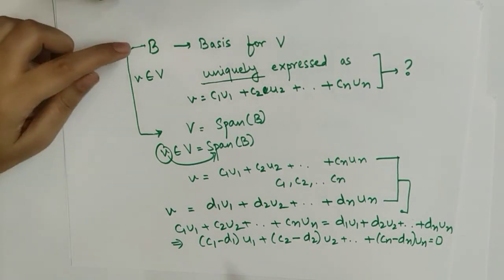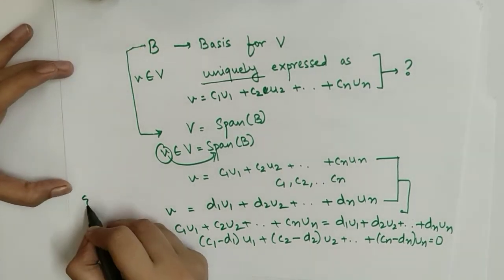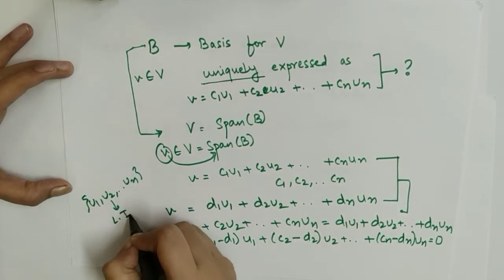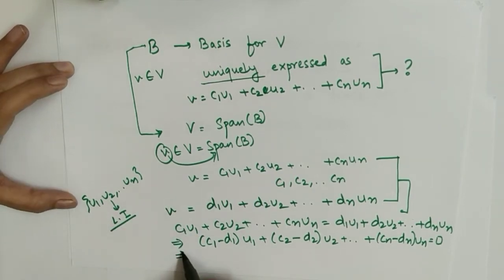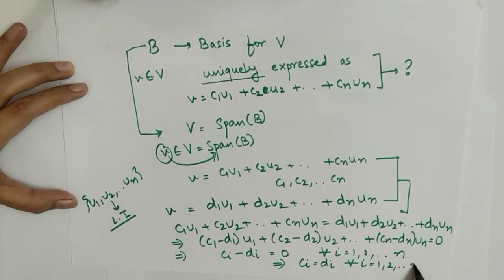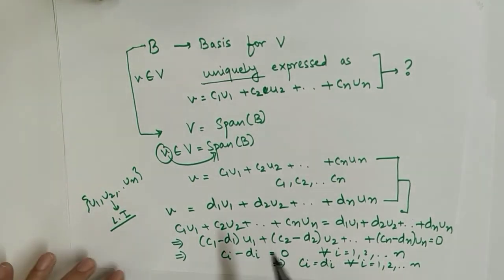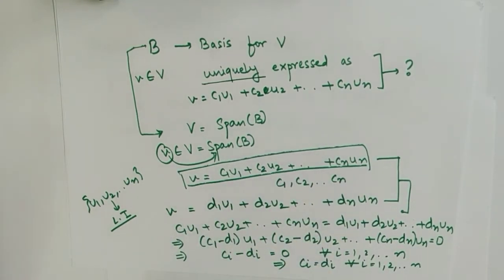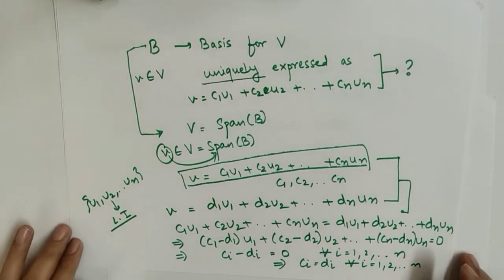But since B is a basis, so u1, u2, un, that is B, is linearly independent. So this implies Ci minus Di is equal to 0 for every i going from 1 to n, which means Ci is equal to Di for every i equal to 1 to n. That means that the representation v = C1U1 + C2U2 + CnUn is unique.